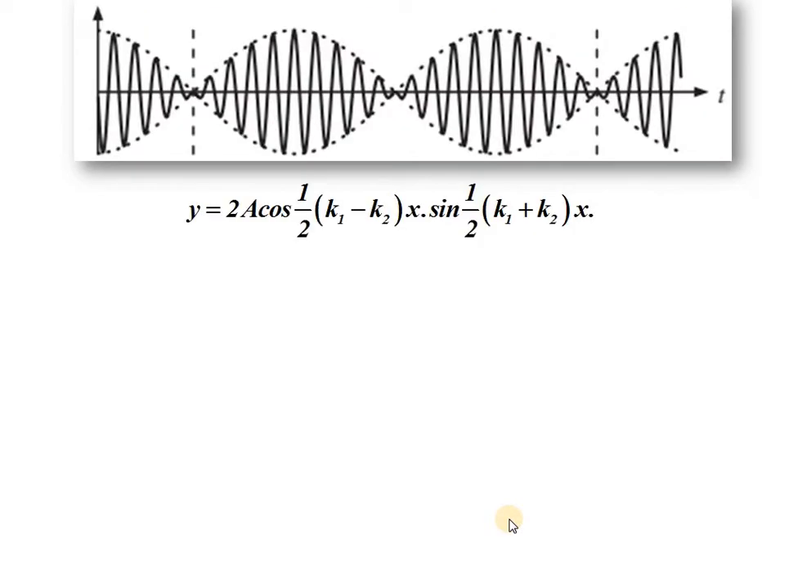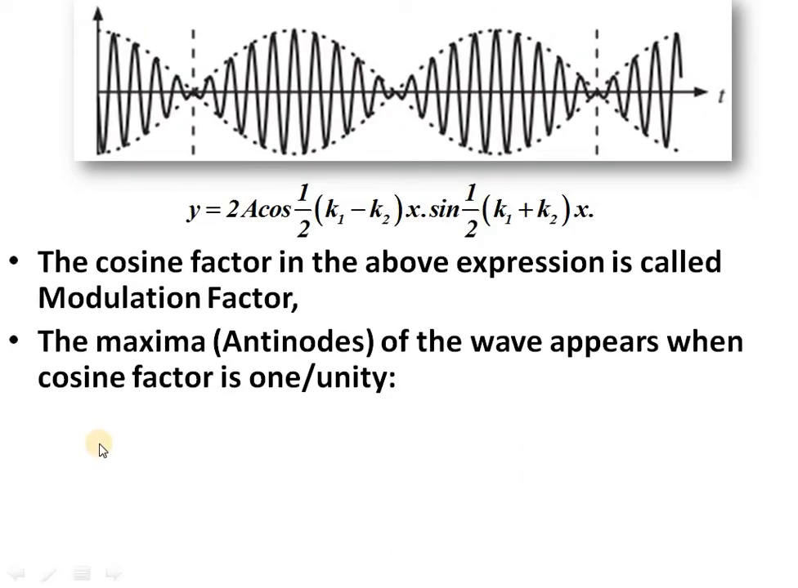Okay, so what is the purpose? The purpose is actually to interpret the physics of this. That is the intention. The first factor, 2a cosine of (k1 minus k2)/2 x, is called the amplitude factor. This is called the amplitude factor. This will decide what the instantaneous amplitude of the wave should be at different times, or at different values of x. And this sine factor will decide with what frequency this should oscillate.